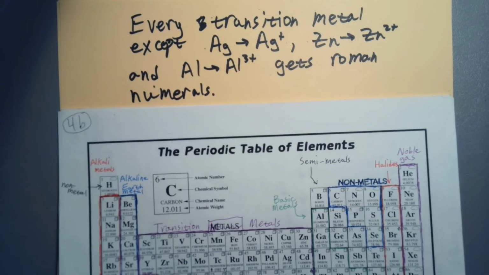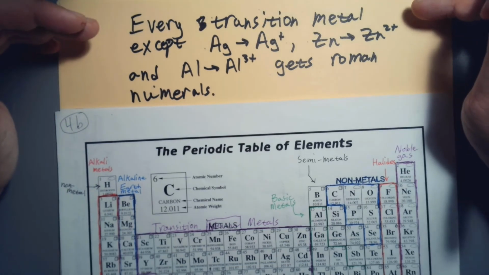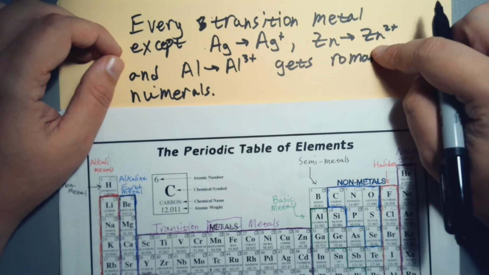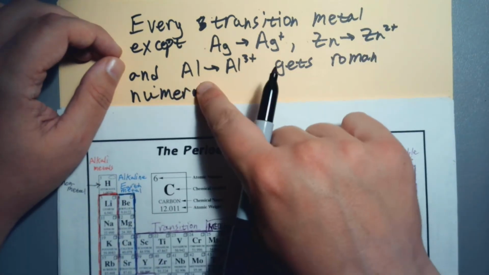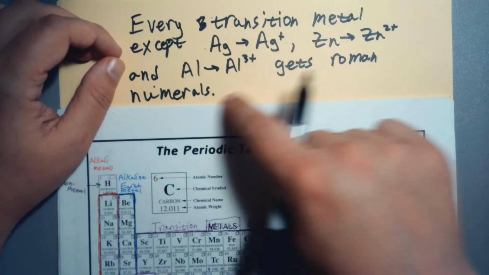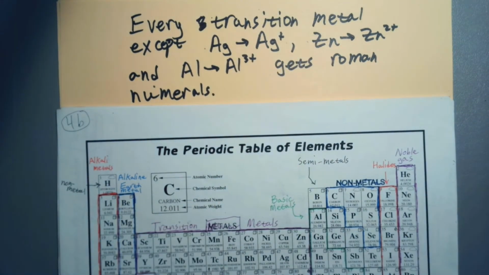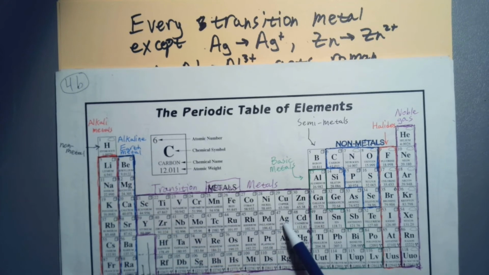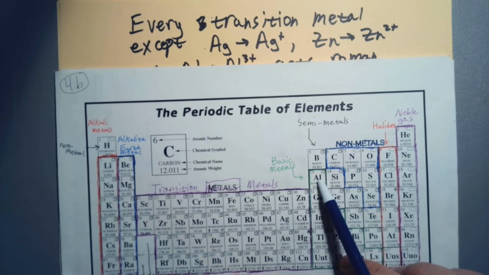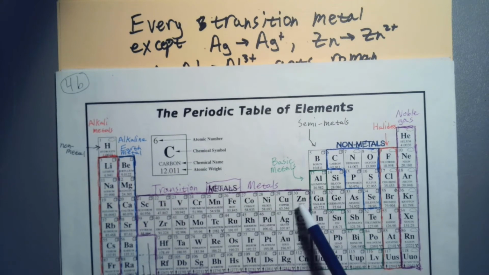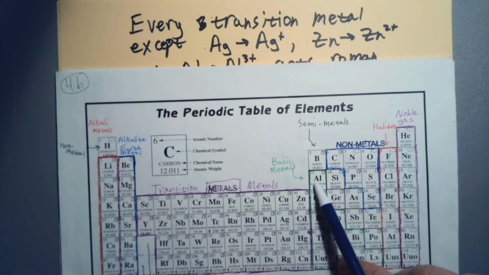Alright. So, if you don't know what I wrote, every transition metal except for silver, which becomes silver +1, zinc, which becomes zinc 2+, and aluminum, which becomes aluminum 3+, which we've talked about before. It's not really a transition metal. These get Roman numerals. But why did I bring aluminum into this? Why would I sully its good name? Well, it's the stairway of ions. So you can actually use your periodic table: +1, first step, +2, second step, +3, third step.